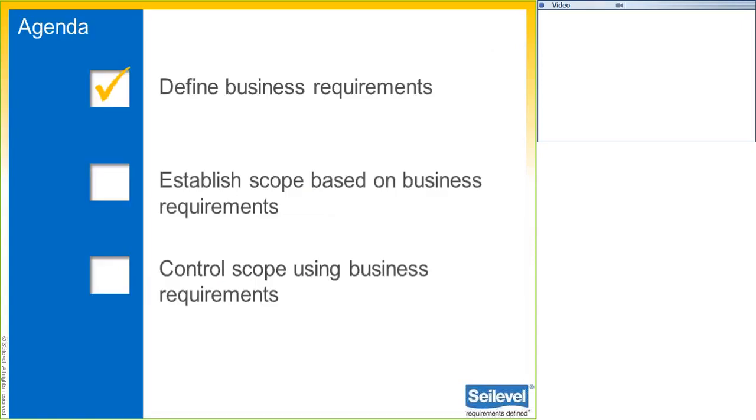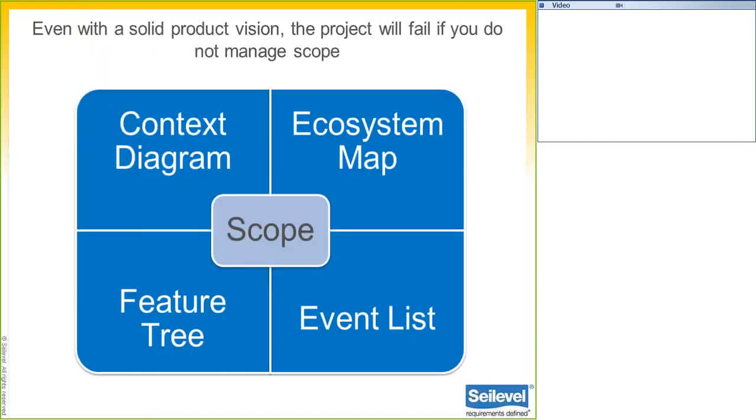All right, so now we're going to talk a little bit about four models that we can use to help control scope. We talked a little bit about business requirements and some of the different aspects of business requirements. So now we're going to talk a little bit more about some of the models. Even with a really solid product vision, your product's going to fail if you don't manage scope, right? You're either going to go over budget, you're going to run out of time or resources, or, even more importantly, it's not going to meet the business objectives that you originally defined.